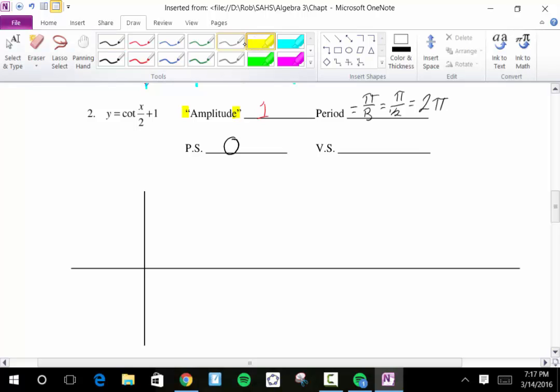And lastly, we want to find the vertical shift. The vertical shift is determined by this one right here. So we know that the function is going up 1. Okay, so we got everything we need to graph this.